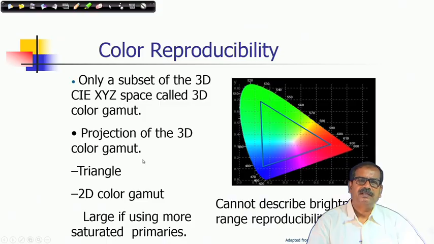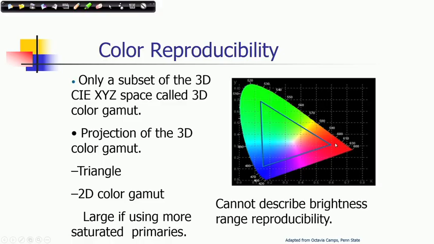If I project a 3D color gamut, then you will get this triangle, and we also call this a 2D color gamut. So, a color gamut is a set of reproducible colors given a set of primaries. It could vary. This set could be large if the primaries are more saturated, because if they are more saturated, they will be moving towards the periphery, and you can see the area of this triangle will increase in that case.